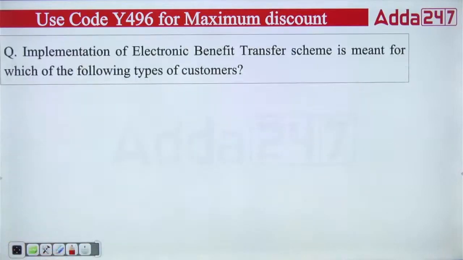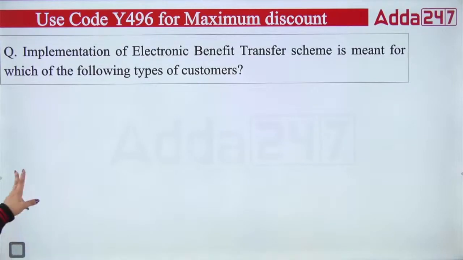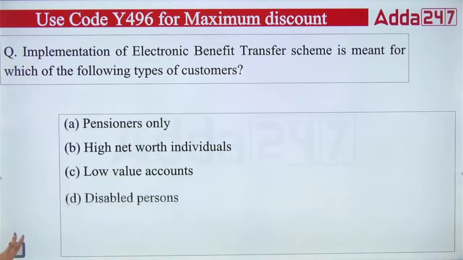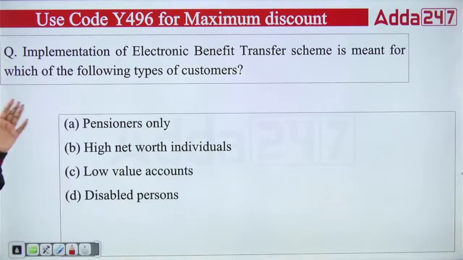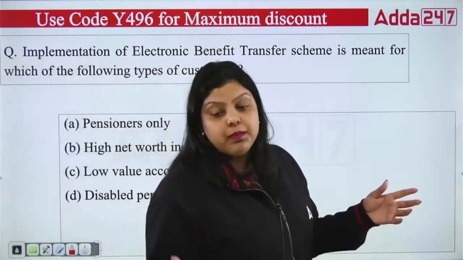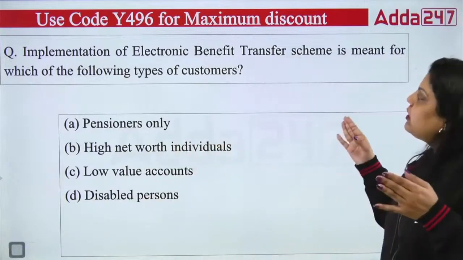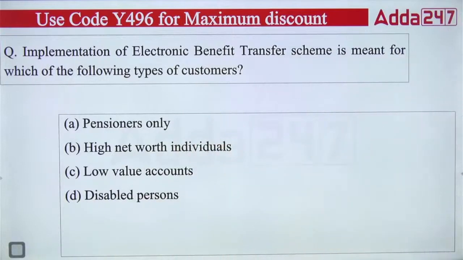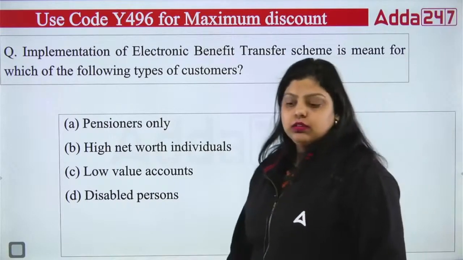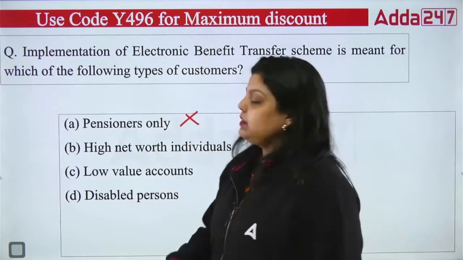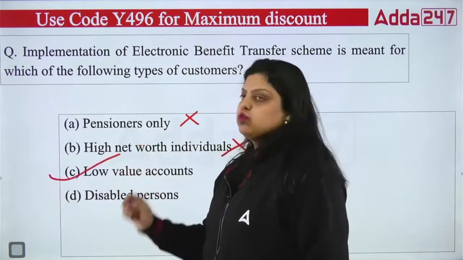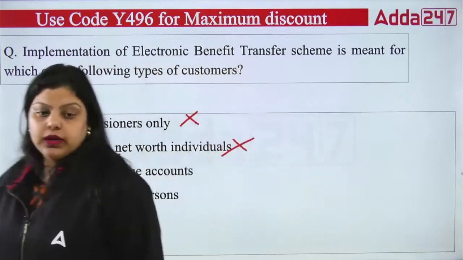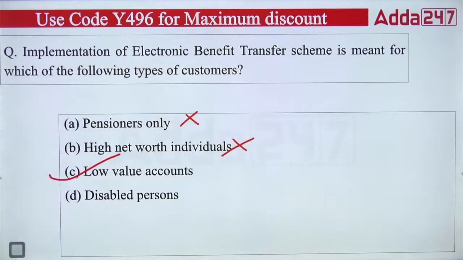Next. Implementation of the electronic benefit transfer scheme is meant for which of the following types of customers? Is it pensioners only, high net worth individuals, low value accounts or disabled persons? For which type of persons was the electronic benefit transfer scheme introduced in the banking sector? Only for pensioners? No. Only for high net worth individuals? No. It is for low value accounts. Okay, it is for low value accounts where we have implemented the electronic benefit transfer scheme.